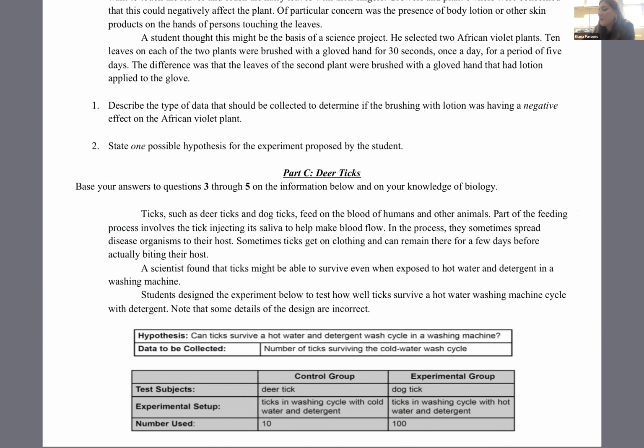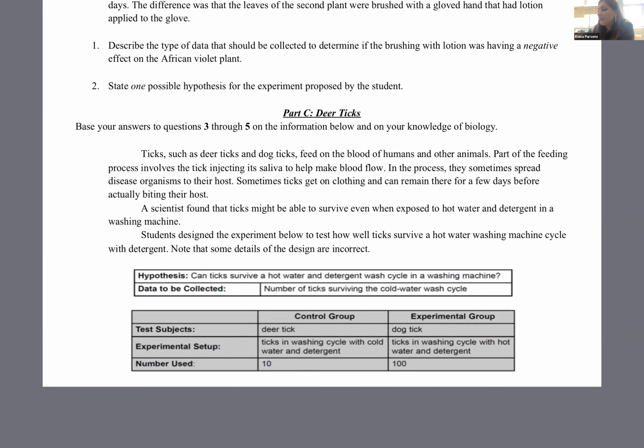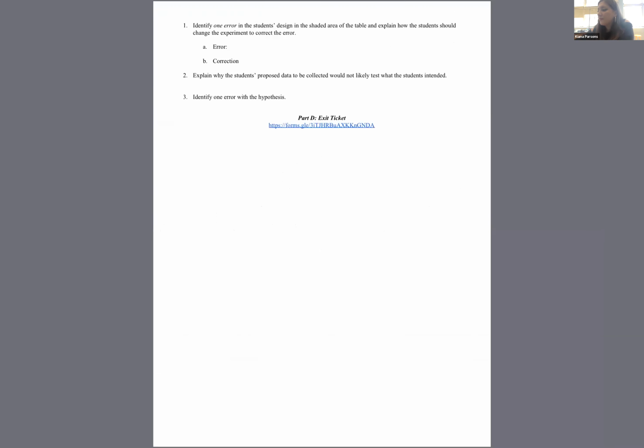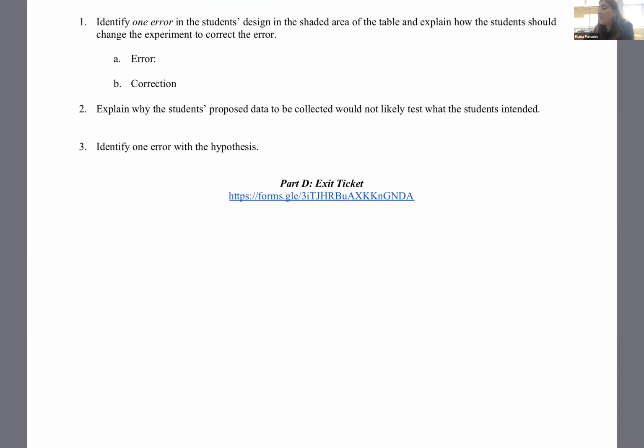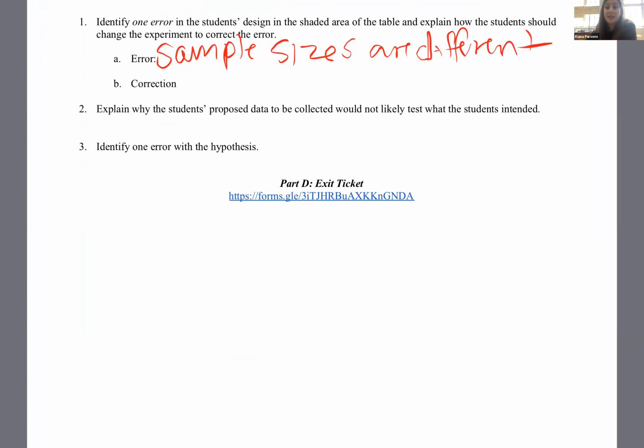So how can we improve this experimental setup? Identify one error in the student's design of the shaded table and explain how the student should change the experiment to correct the error. So we went through several, but how about sample size? Sample size is the number of subjects in the experiment, and correction, use the same number of ticks for both.